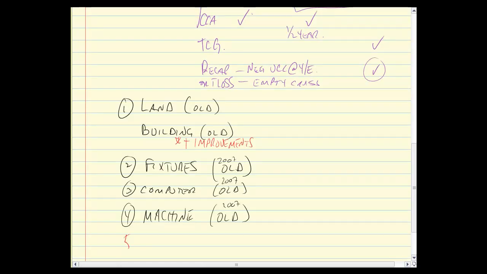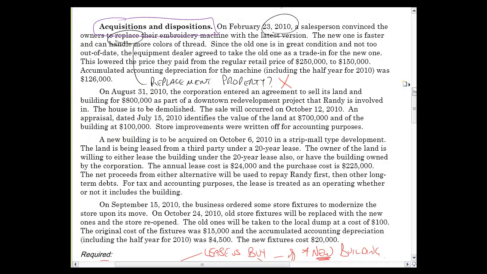So we have a new asset. 5. Machine. New. Okay, so we read about that. Then, August 30th, 31st, 2010, the corporation entered an agreement to sell its land and building. Okay, so we already have met these, so these do not go on our list. They're already on our list.